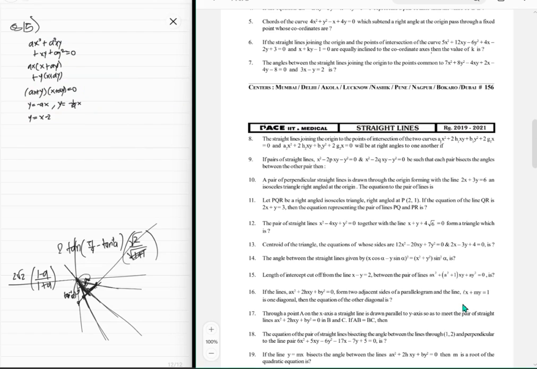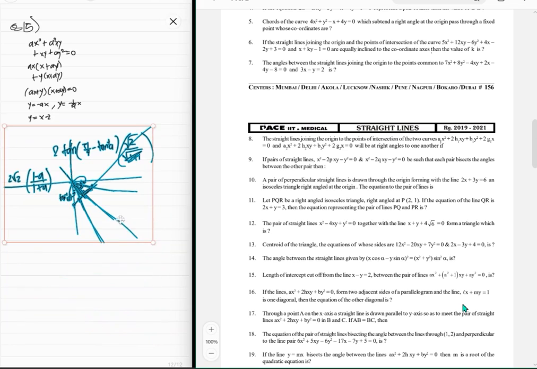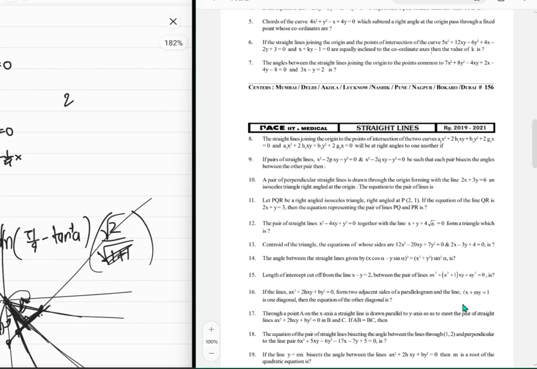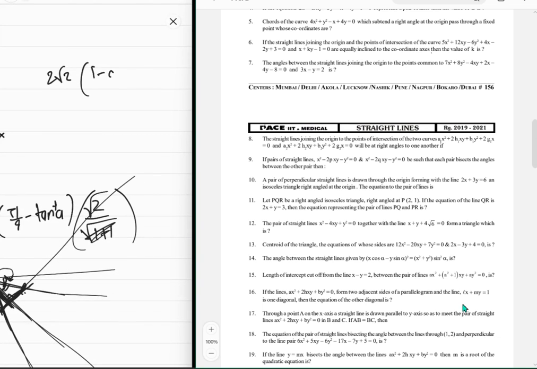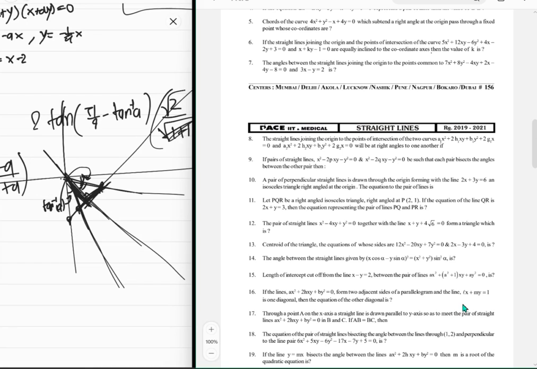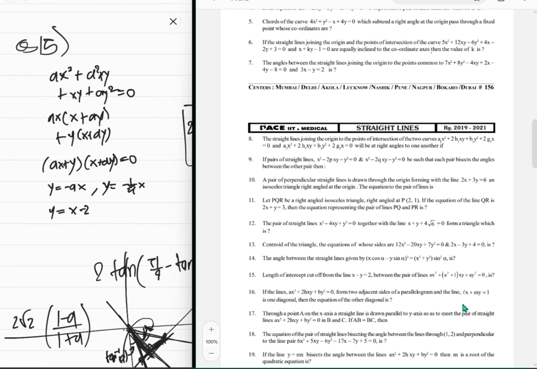This is a lot of stuff. So yeah, this is our answer: 2 square root 2 into a, sorry, not that, it's just (1 minus a) upon (1 plus a). That is our length of this base. Which question was this? Question number 15?